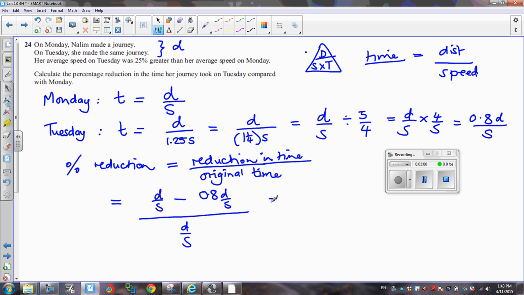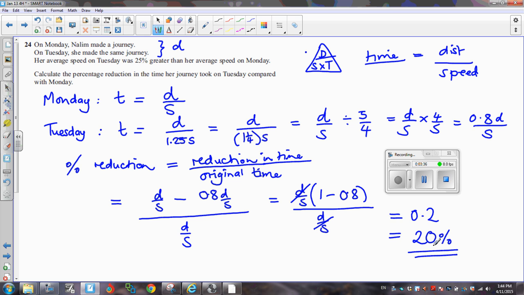Now what I'm going to do here is factorize the top, because I can see that D over S is a common factor. So it becomes D over S times 1 minus 0.8, and on the bottom I've got D over S. Because these two are the same, they actually cancel. So the percentage reduction is 1 minus 0.8, which is 0.2, and that, as a percentage, is 20%. So by increasing her average speed by 25%, her journey time has reduced by 20%.